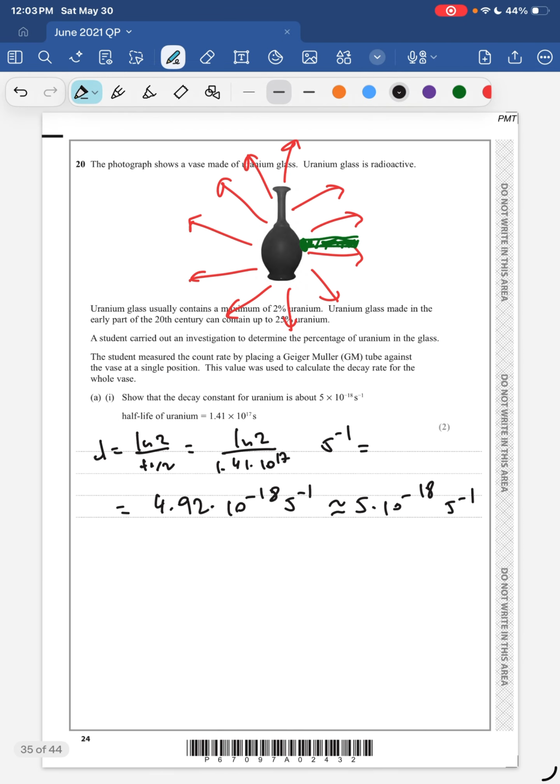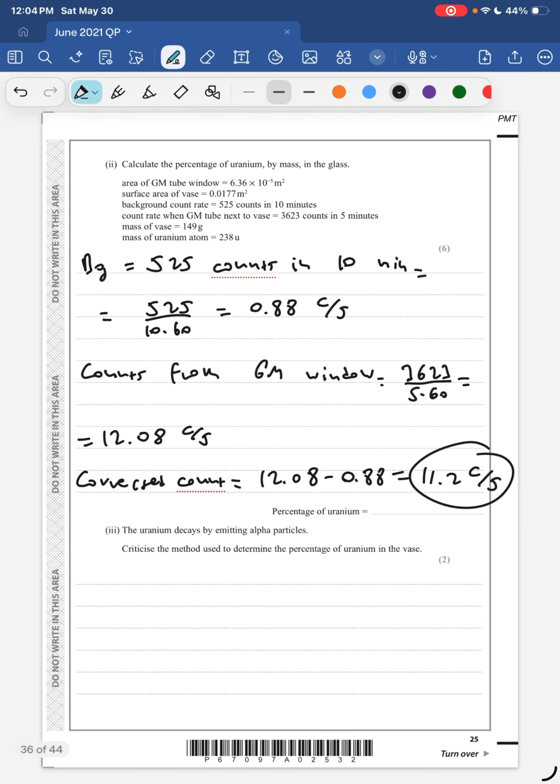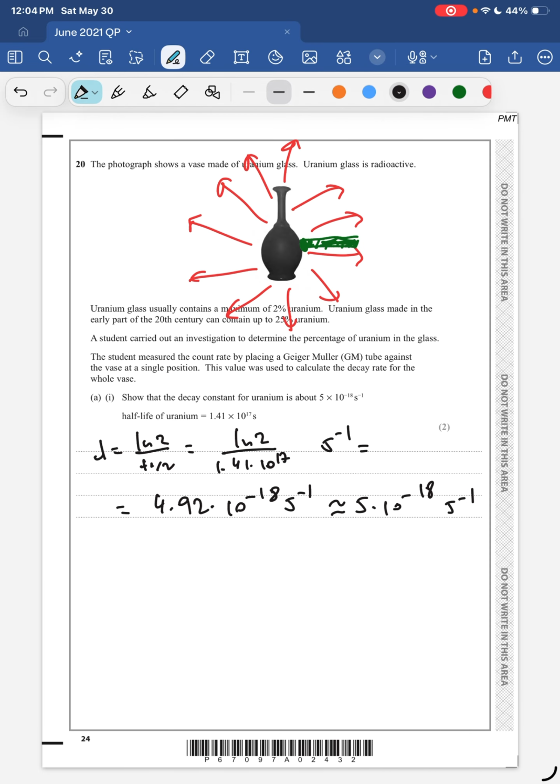0.17% for the percentage of uranium in this glass. So they tell us in the beginning that uranium glass usually contains a maximum of 2% uranium. So this is a modern vase, I'm trying to say, because they say that uranium glass made in the early part of the 20th century can contain up to 25% uranium. So that's not the case for us.